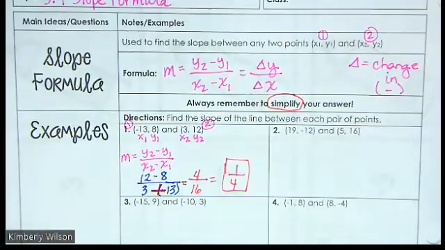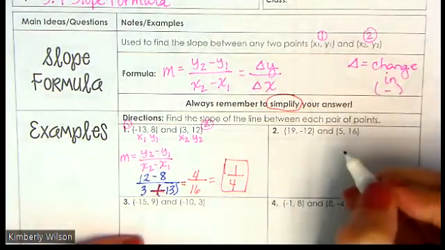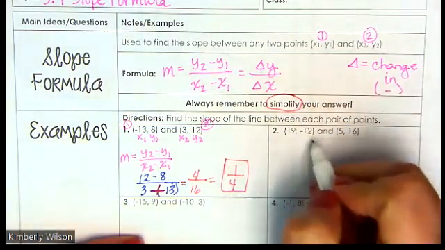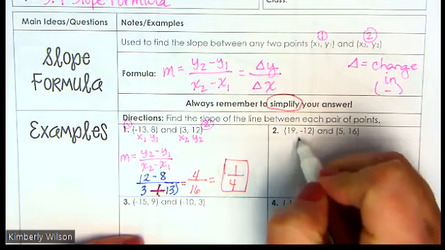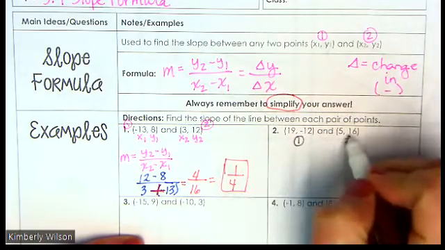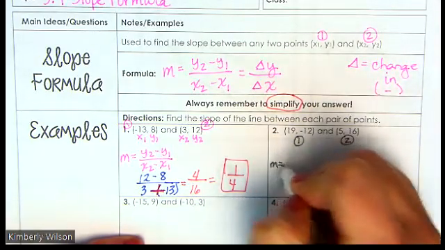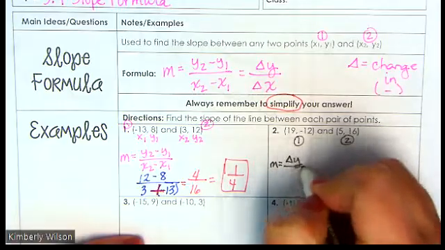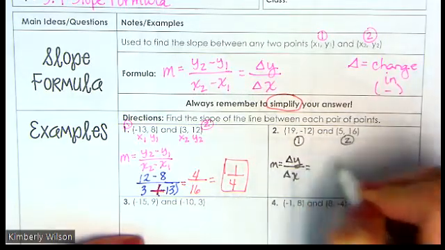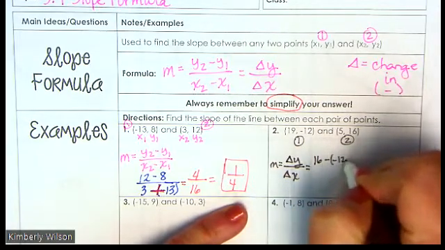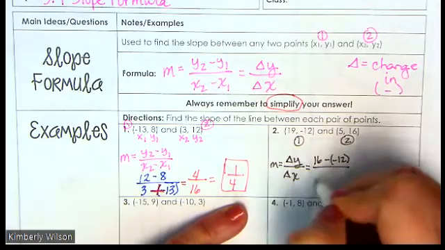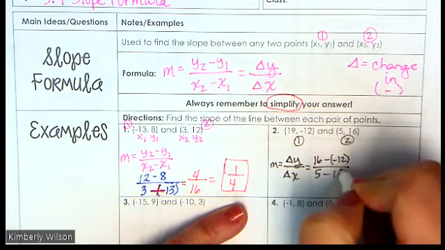Okay, I went through a thorough explanation for this. The next one, we're going to do a little bit quicker, okay? If you feel like you need to label them as x1, y1, x2, y2, go right ahead. A lot of times I'll just label, okay, this is 1, this is 2. Now I'm plugging in the change in y over the change in x. So I'm subtracting the y value. So I have 16 minus negative 12 all over 5 minus 19.